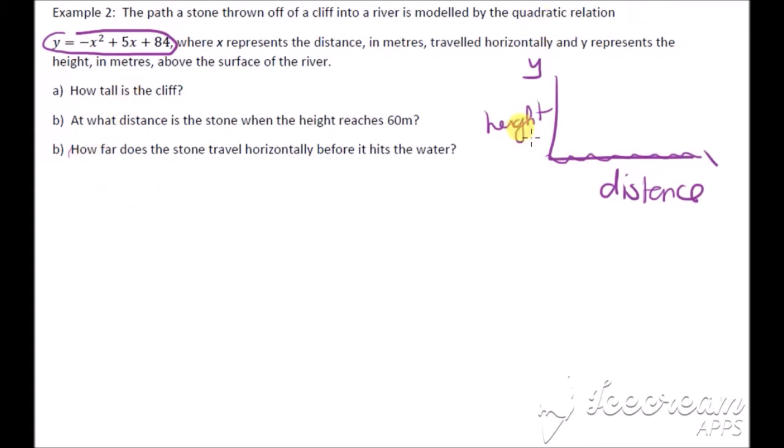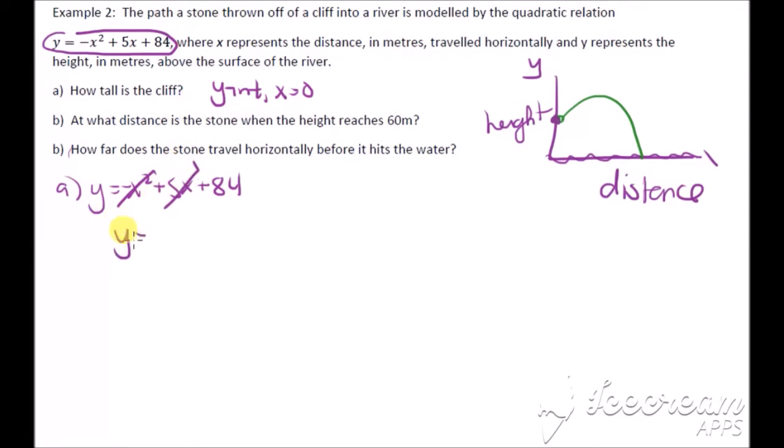So how tall is the cliff? Essentially what's going to happen here is we have some stone and it's thrown off and then it splashes into the water. We want to know how high is the cliff. In other words, it's asking for the y-intercept. What we do is we sub in x equals 0. Well, this is convenient because we already know from studying this equation, if we sub in 0, these two terms are going to go to 0, so the height is 84. Height of cliff is 84 meters.